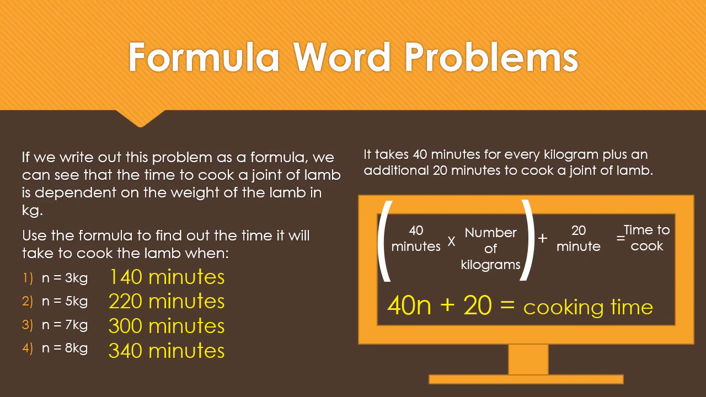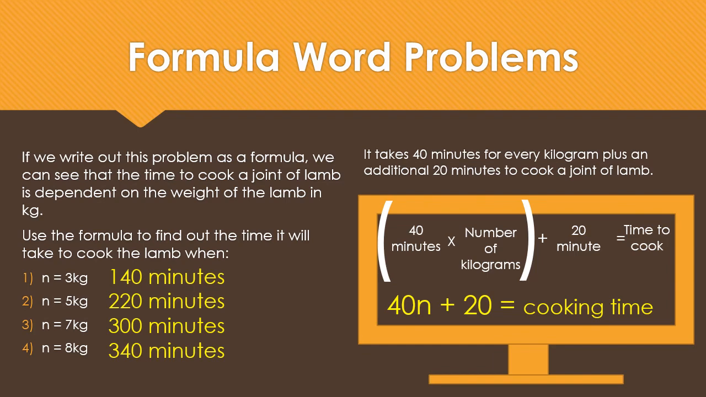Then we can look at 5 kilograms. So if our joint of lamb weighed 5 kilograms, then we do 40 multiplied by 5. So what's 4 times 5? That is 20, so 40 times 5 is 200. And then we add on our 20 minutes and we get 220 minutes.